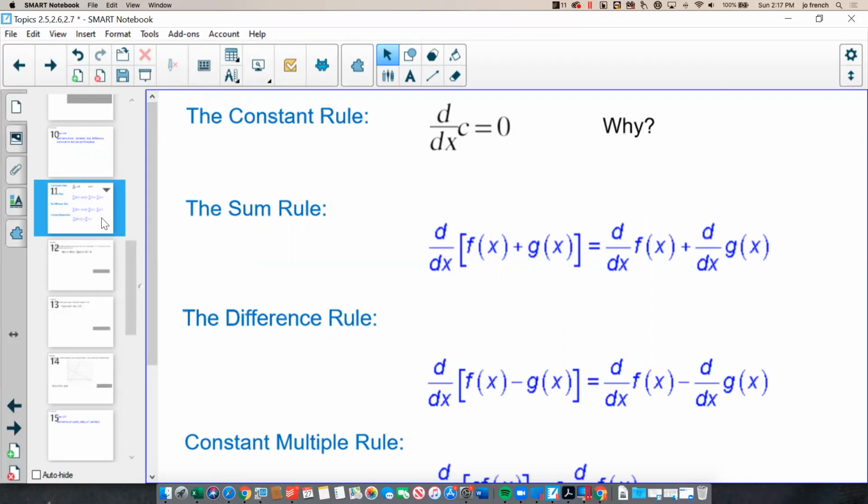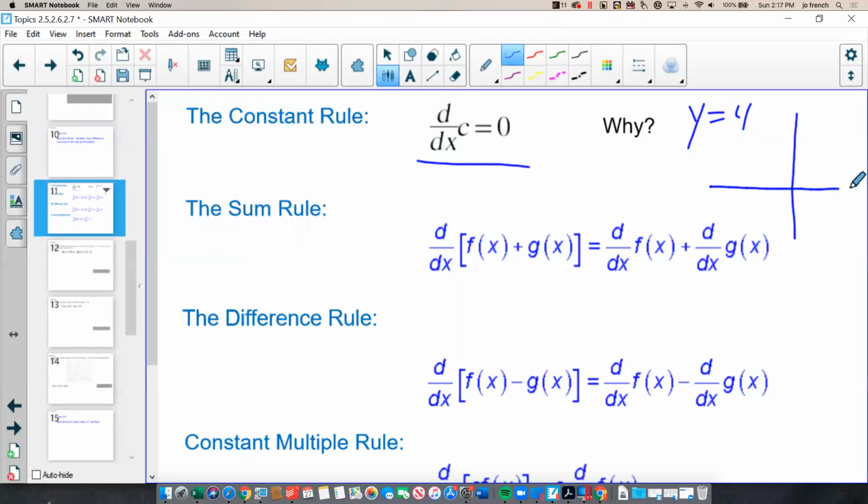First of all, let's talk about the constant rule. The derivative of a constant equals 0. Why is that true? Think about it for a bit. All right, so what does the graph of y equals a constant look like? y equals 4. Well, that's just a nice horizontal line at y equals 4. What's the slope of this line? What is the instantaneous rate of change of this line? Well, it's not changing. It's not rising and it's not falling. So our rate of change, our derivative, is 0.